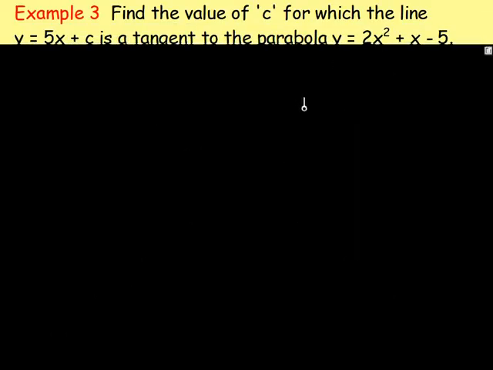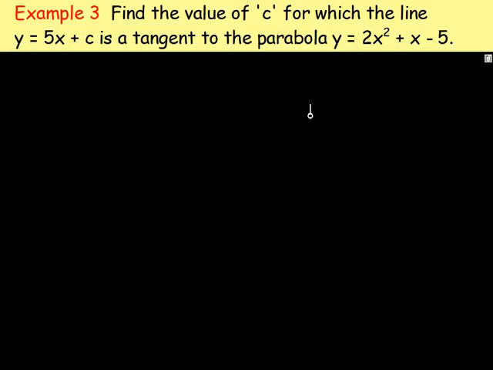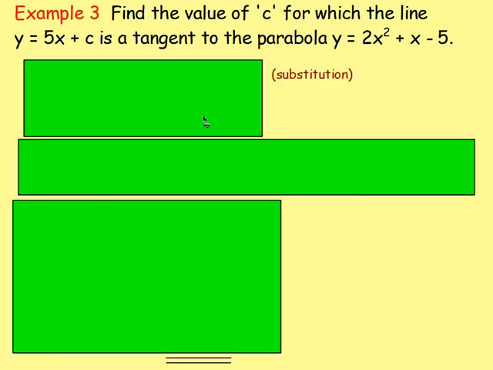Well done. Here we go with example number 3. Find the value of c for which the line y equals 5x plus c is a tangent to the parabola y equals 2x squared plus x minus 5. So how do you do this one?